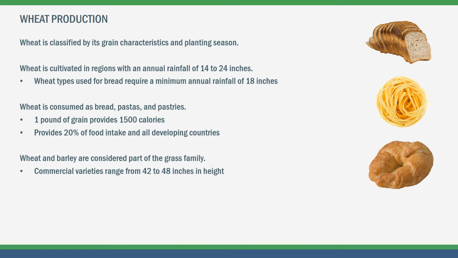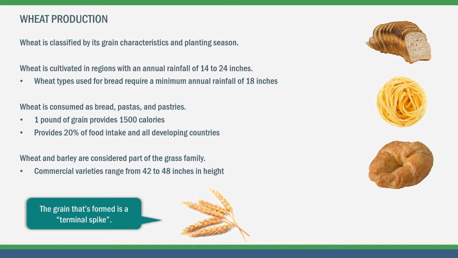Wheat and barley are considered part of the grass family. Some varieties of wheat can reach 78 inches in height. However, the commercial varieties are usually between 42 and 48 inches. The plant's actual grain is referred to as its terminal spike, which you can see in this image.